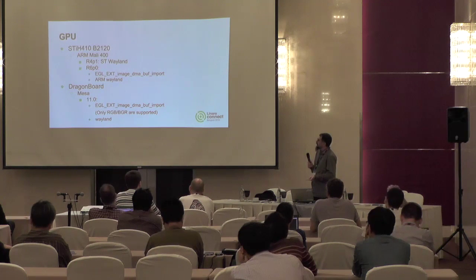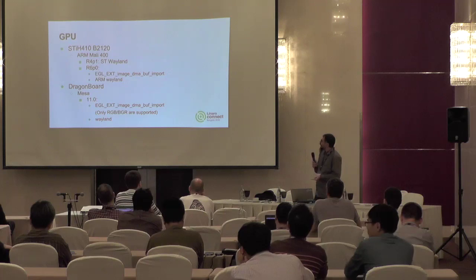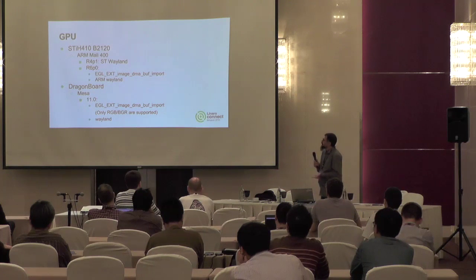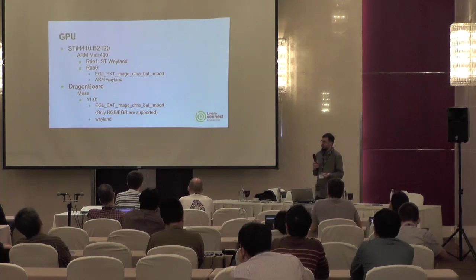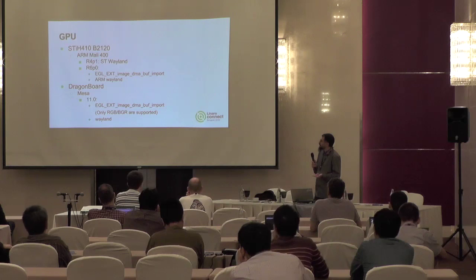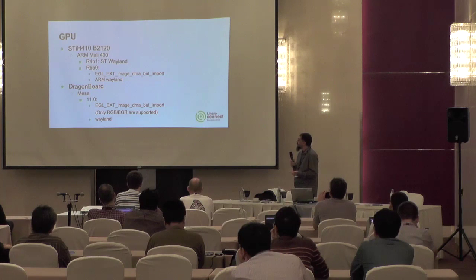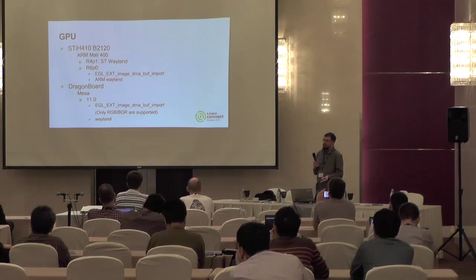The second one, which we used at the end, is R6P0, because Wayland is natively implemented in the ARM delivery, and the EGL image DMA import extension is also available, which is not part of the previous version R4P1. For the DragonBoard, it's another way to use the GPU. We are using the Mesa version, which also has the image DMA import interface and a Wayland implementation.